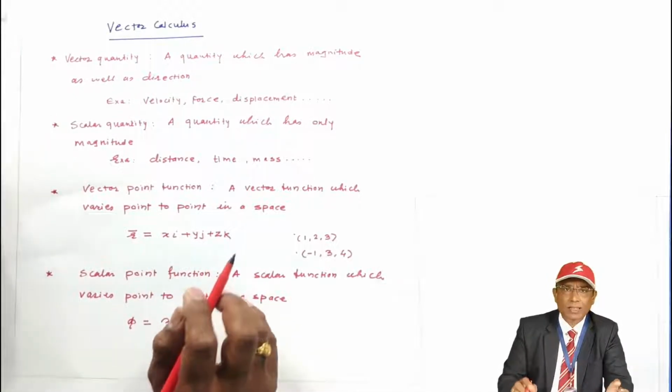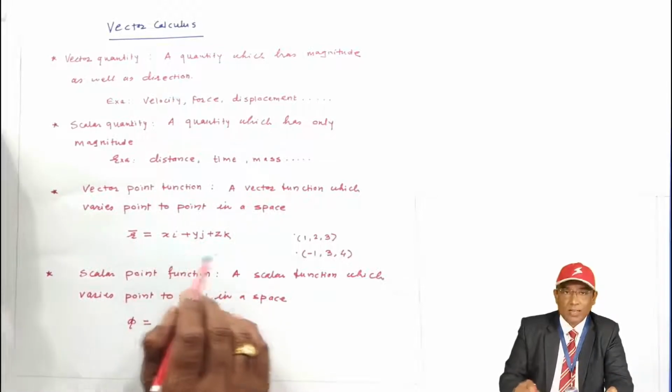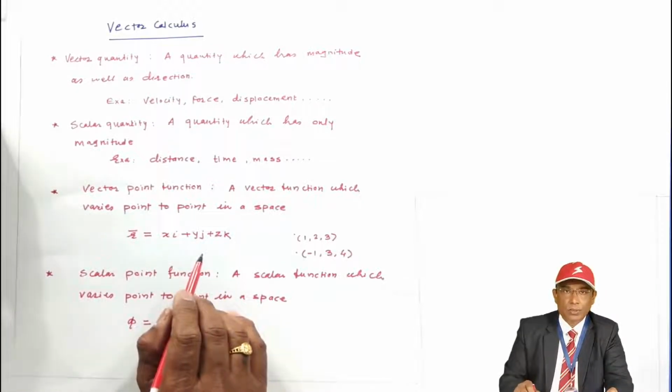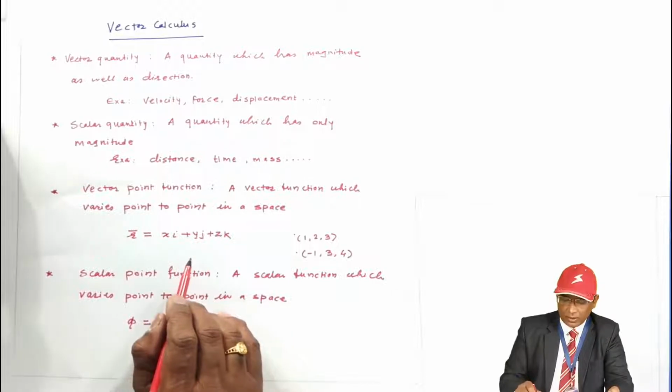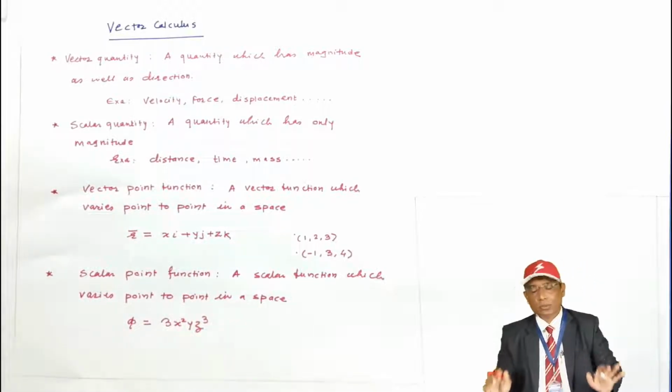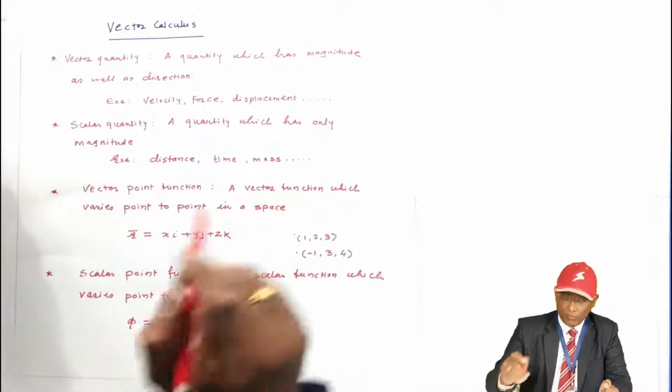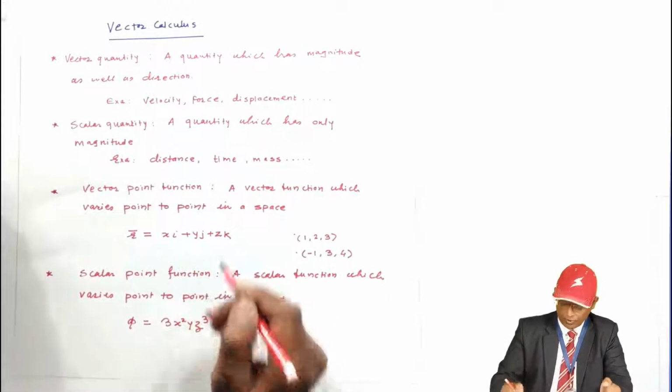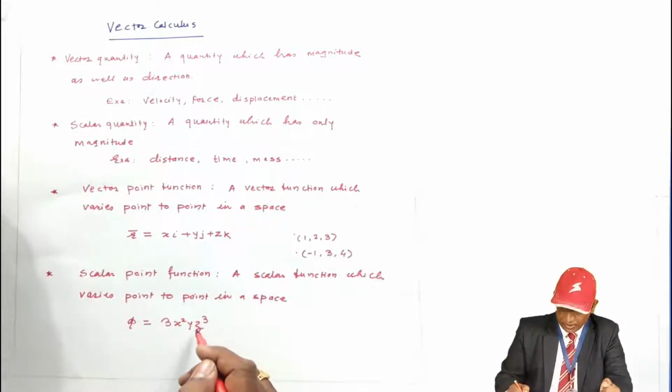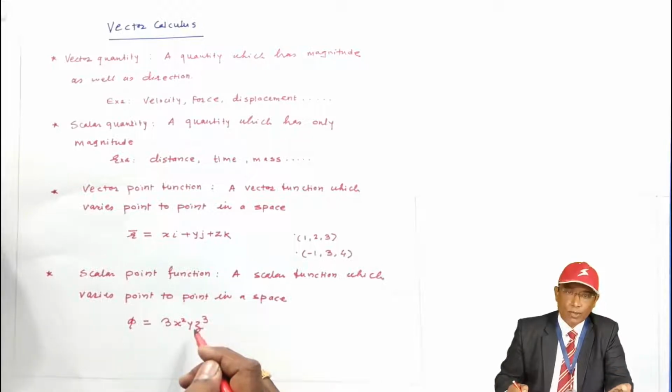So why are we calling it a point? When you find x, y, z variables or any one of these, that is called a point function. In short, you can remember: if the point function is a vector, it is a vector point function. If the point function is a scalar, it is a scalar point function.